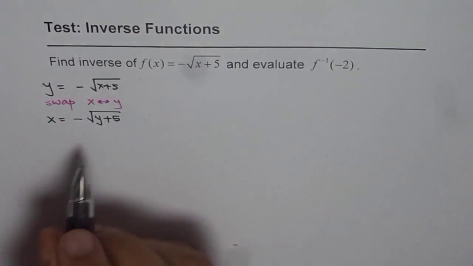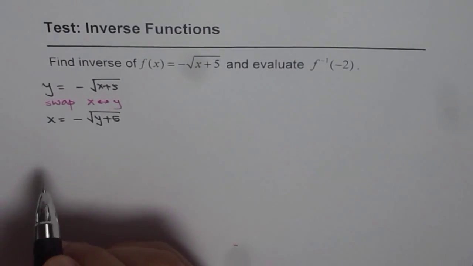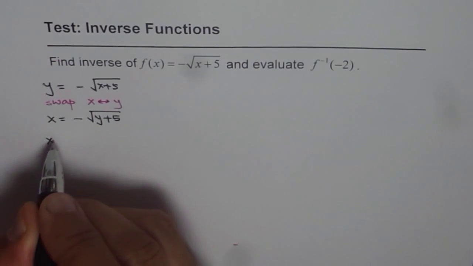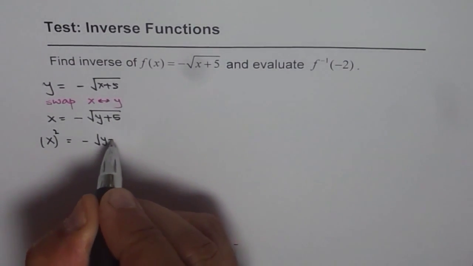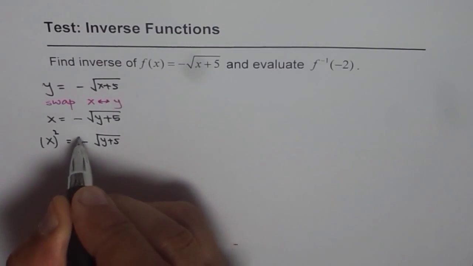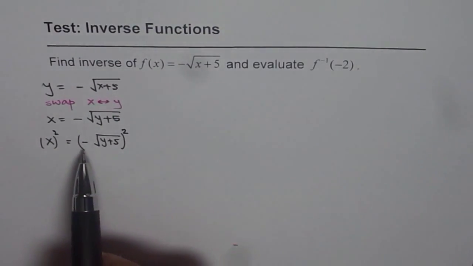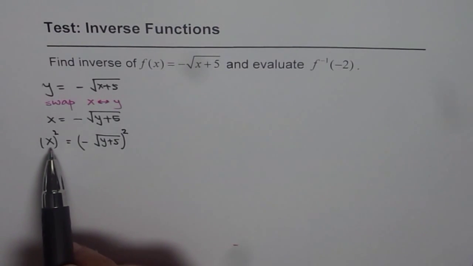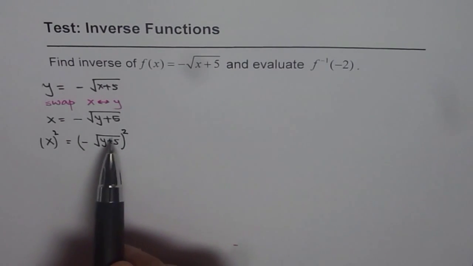Now to solve this, what are we going to do? We are going to square both sides. That means we'll do x square, and then minus square root of y plus 5 whole square, correct? Now you can see here we are squaring a minus thing and equating it to something else, which actually is kind of wrong. It creates an error at this stage.